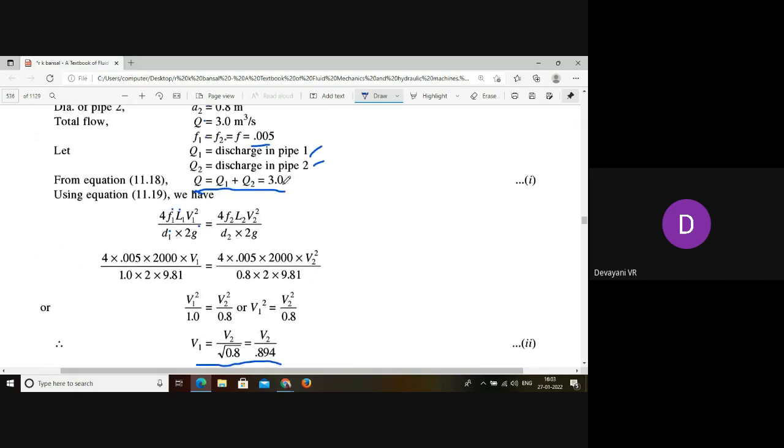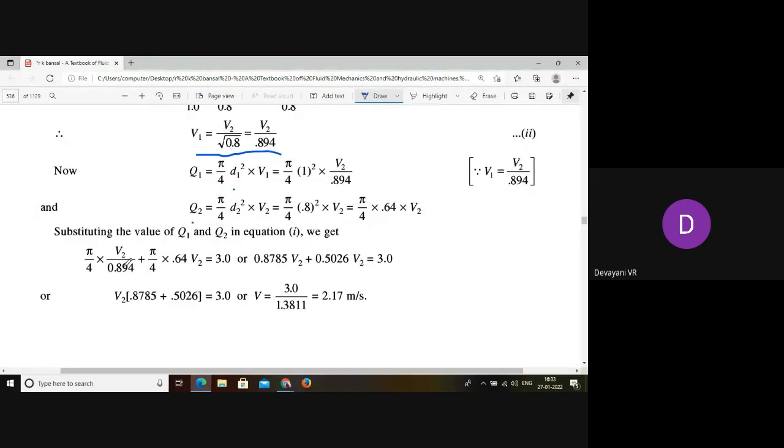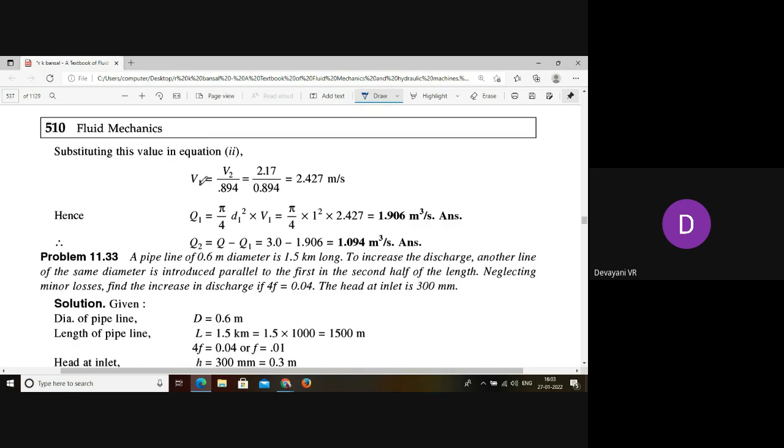ఈ formula లో మన Q1 and Q2 values ని substitute చేద్దాం, that is in terms of V1 or in terms of V2. So substitute చేస్తే Q1 plus Q2 is equals to 3. So substituting the value, we can get the value for V2 as 2.17 meters per second. So ఈ V2 value ని తీసుకెళ్ళి V1 equation లో substitute చేస్తే we can get V1 also.